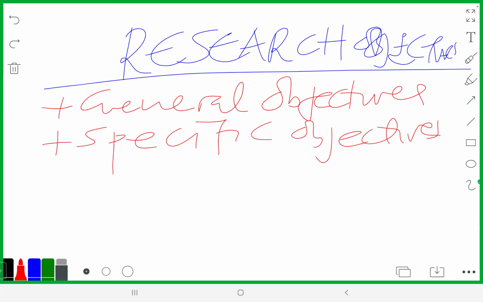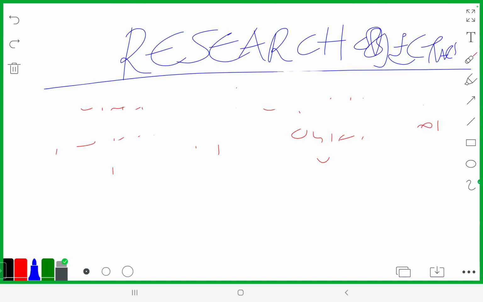The general objective is basically the main reason, borrowed from the purpose statement of your research. So why are you researching? It's more like a rephrase of the question, okay? That's the general. Let me give you an example of a certain topic, just an example, so that you understand how to come up with objectives.